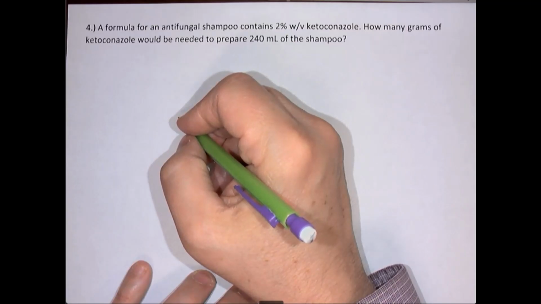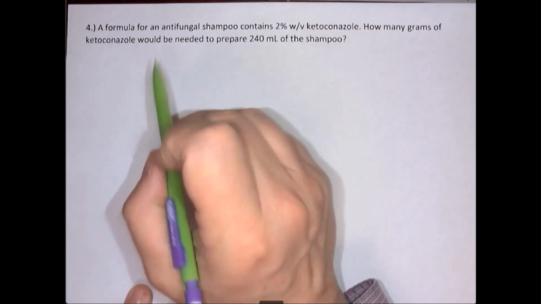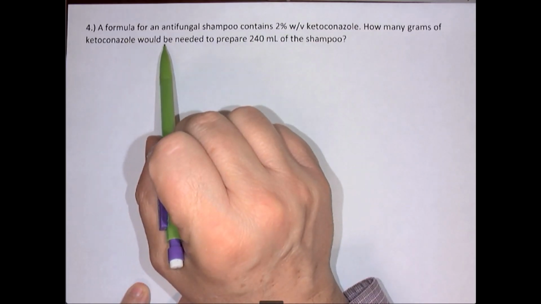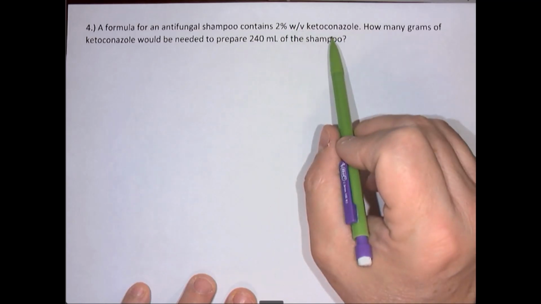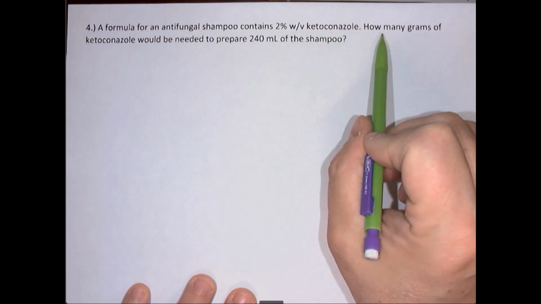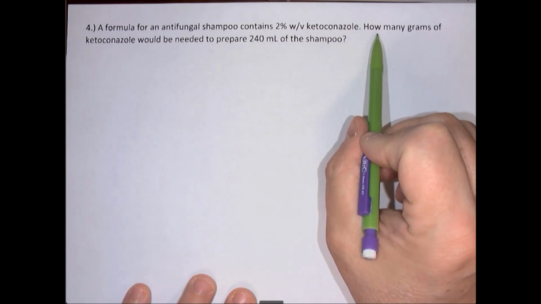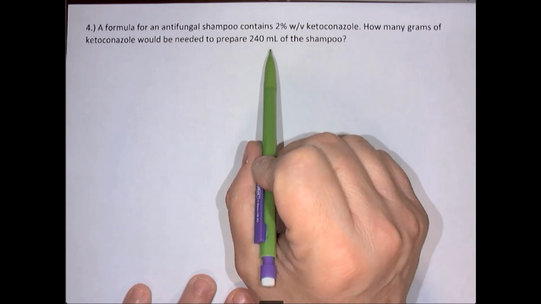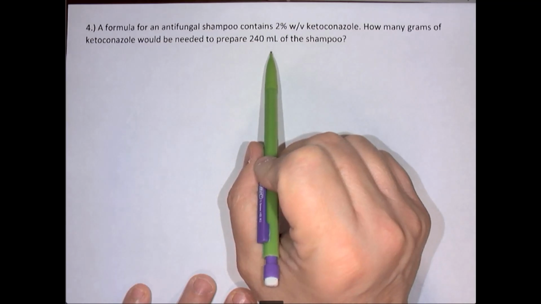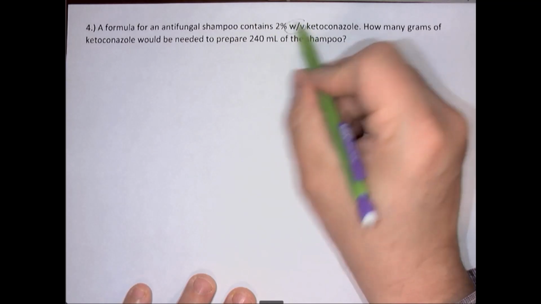Okay, here's example number 4. It says a formula for an antifungal shampoo contains 2% weight to volume ketoconazole, and how many grams of ketoconazole would be needed to prepare 240 milliliters of the shampoo? Here it does explicitly state that it is a weight to volume concentration.